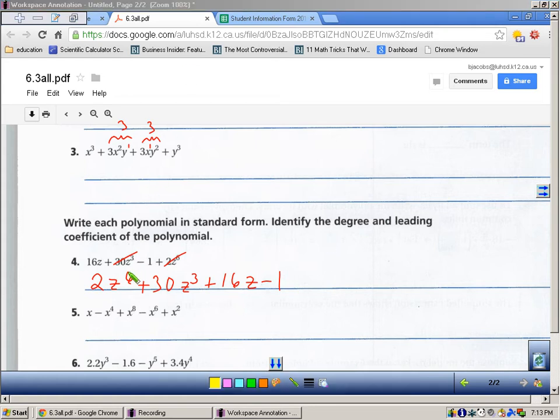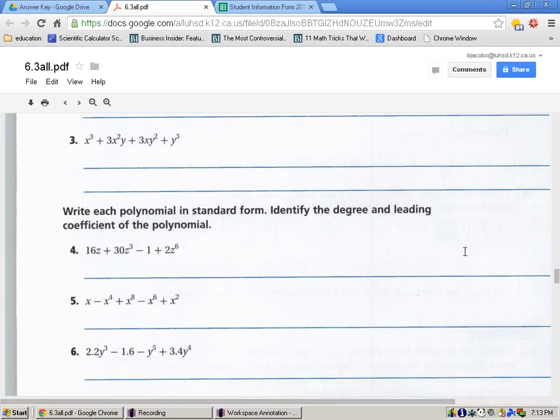The degree is 6, right? And the leading coefficient, I'll highlight that in purple, is 2. Okay? Degree is 6, leading coefficient is 2. It's the first coefficient when the polynomial is written in standard form. Again here, same idea, 8 would be the first term. You get the idea. Now, for the sake of time, I'm going to keep moving on.